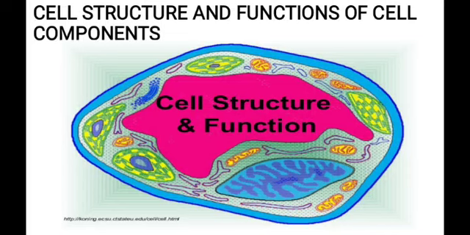Today, we are going to be looking at cell structure and functions of cell components. You all know that the cell is the basic structural and functional unit of life. And inside the cell, we have so many organelles. We are going to be looking at the structure of these organelles and their function. The cell is made up of the protoplasm. The protoplasm is composed of the cytoplasm and the nucleus.